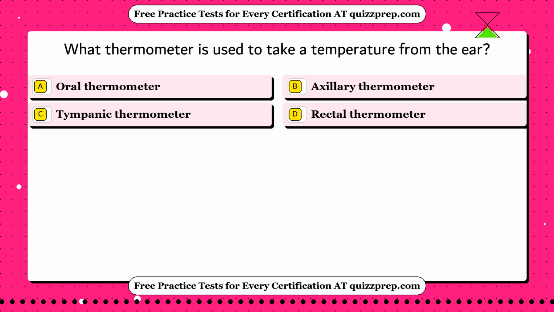Question 17. What thermometer is used to take a temperature from the ear? Option A, oral thermometer. Option B, axillary thermometer. Option C, tympanic thermometer. Option D, rectal thermometer.